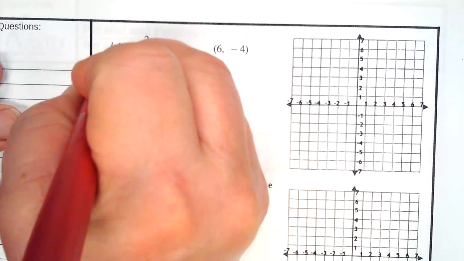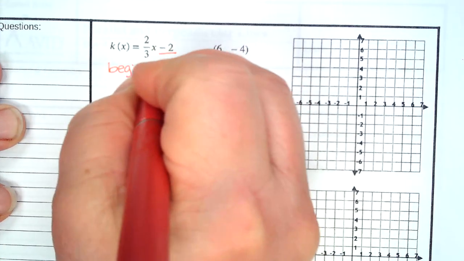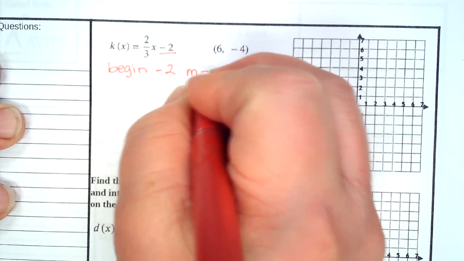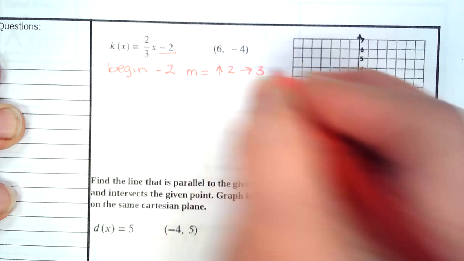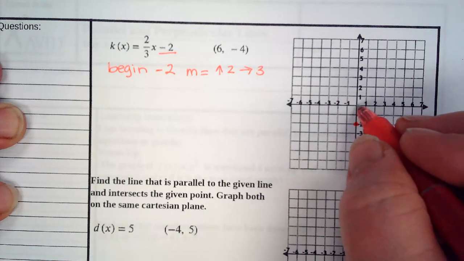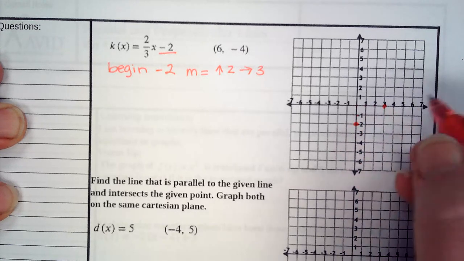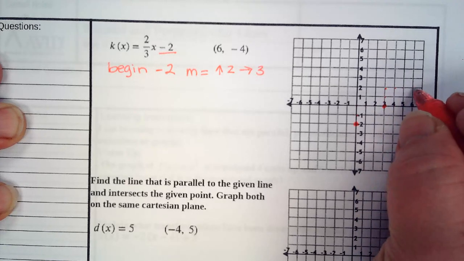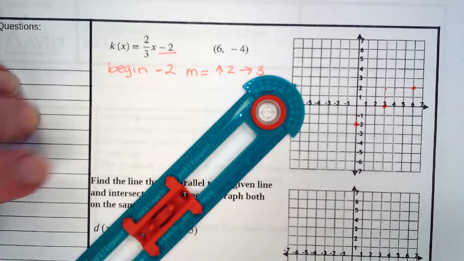So where do I begin? At -2. How do I move? I go up 2 and right 3. So I start at -2. I go up 1, 2, right, 1, 2, 3. If I want another point, I'll go up 1, 2, right, 1, 2, 3. I am ready to graph.